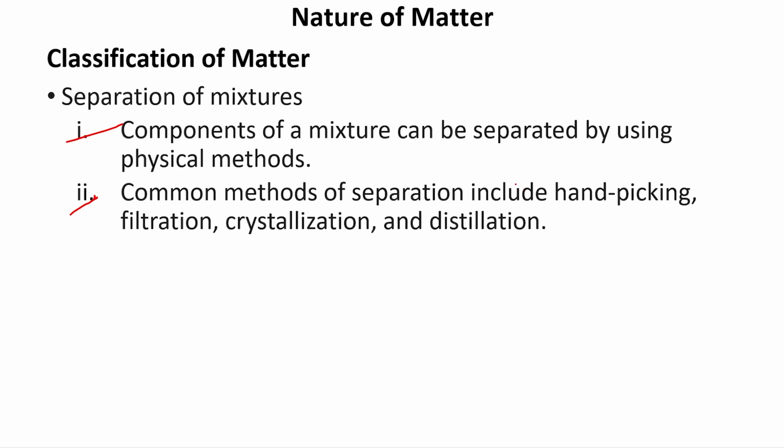You can separate mixtures through crystallization also. So how does crystallization work? Suppose you dissolved sugar into water. Now if you start heating it, then water will evaporate and go to the atmosphere, and what will remain is the sugar. This sugar will crystallize. So this process is called crystallization.